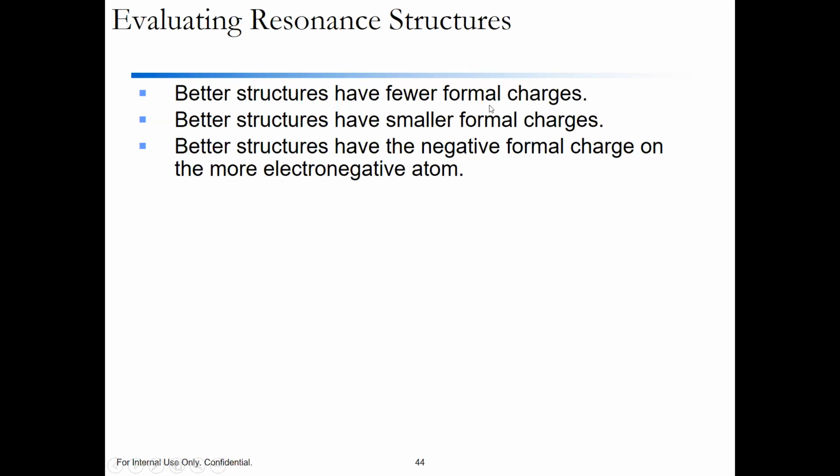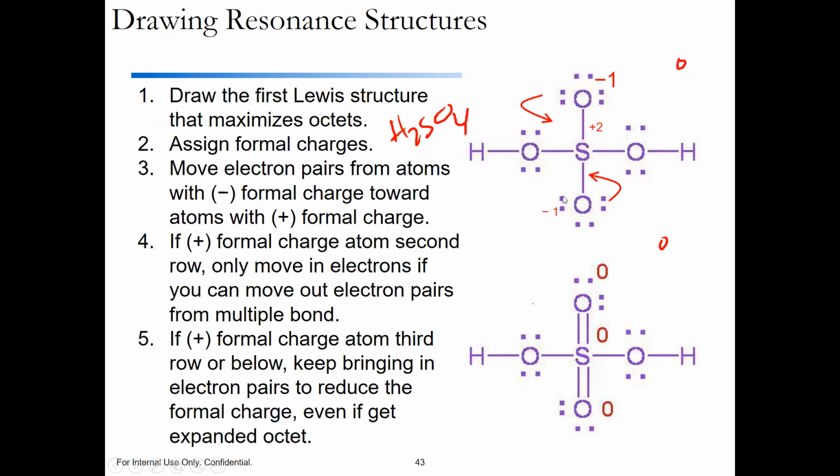We want to have a structure with fewer formal charges. Smaller formal charges is a better structure. And rarely do we get to this case, but basically the structure that has a negative charge is going to be on the nonmetals, or the most electronegative atoms.